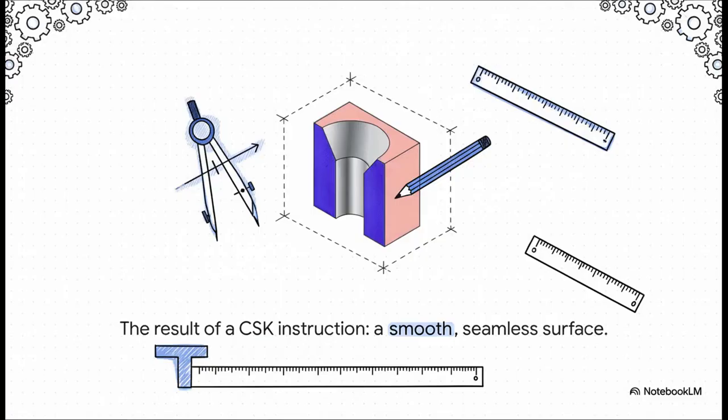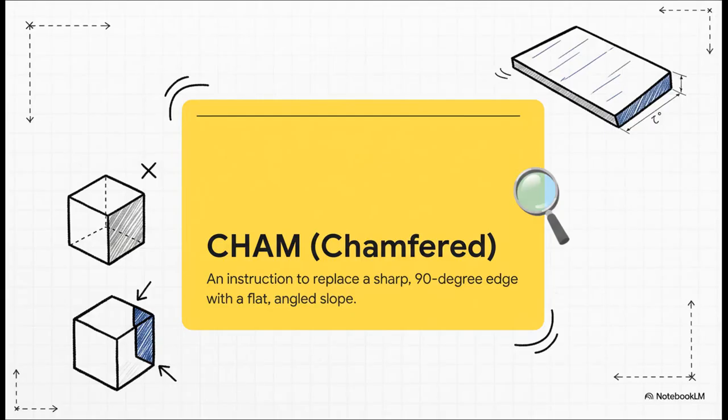And here's exactly what that looks like. See how clean that is? There's no screw head sticking out, ready to snag on something. It creates this perfectly smooth, seamless surface, and that entire specific instruction is communicated with just 3 little letters, CSK. Pretty cool, huh? Next on the list is CHAM, which is short for chamfered.